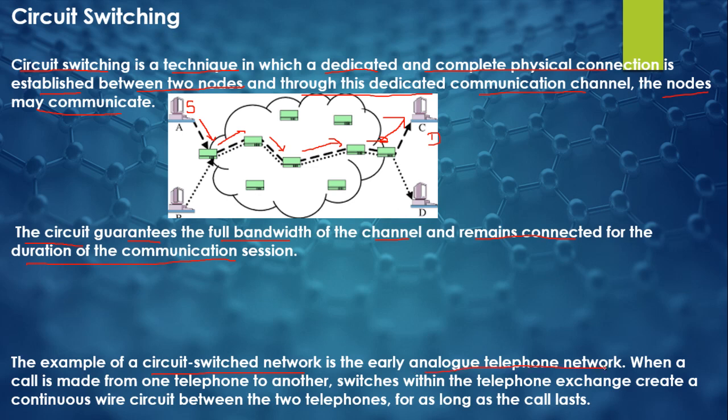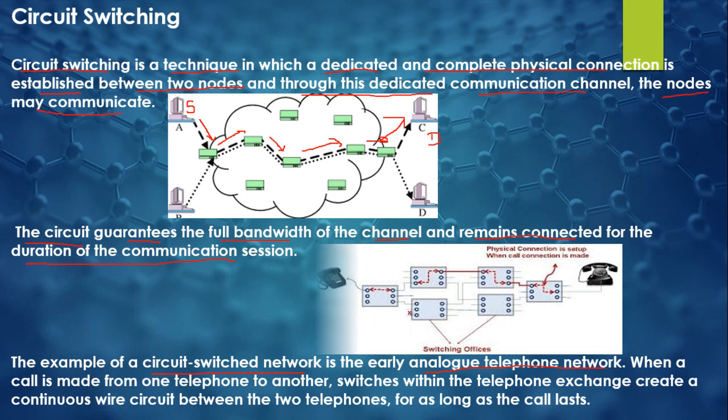And the next thing is that an example of a circuit switched network is the early analog telephone network. I think that you have heard about landline phones, right? So these are two landline phones. When a person starts dialing a number from this landline phone, and the call passes, there are various switching stations. In that case, various lines are reserved for it. You can see that in each switching station various points are reserved for this communication.